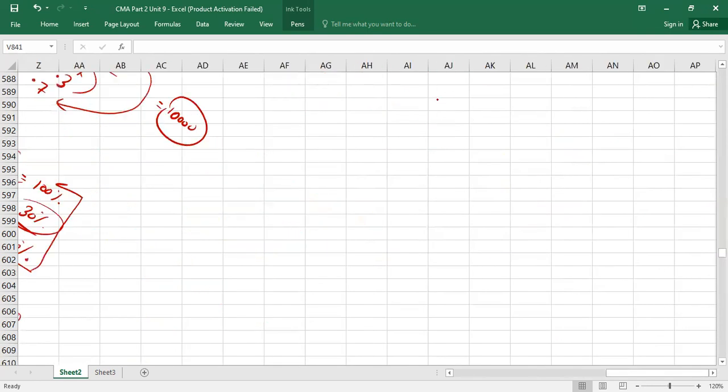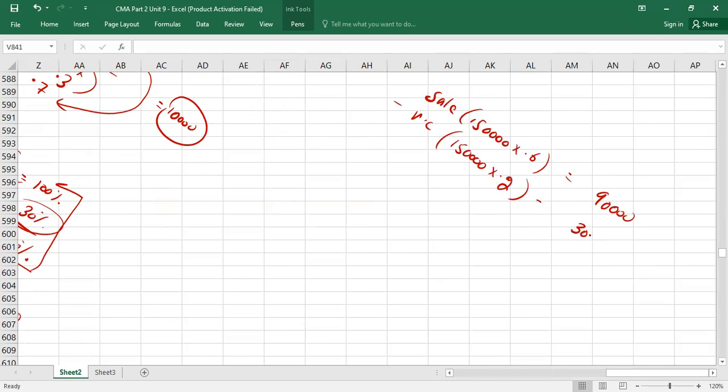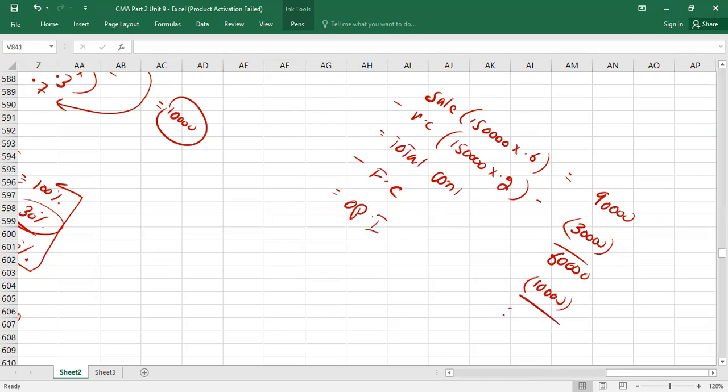Here we can prepare the income statement. First, we write sales: 150,000 units times 0.6 selling price. It is going to be $90,000 of sales. We'll deduct your variable cost, which is 150,000 units, and the variable cost per unit is given in the question as 0.2. So 150,000 multiplied by 0.2 is going to be 30,000. What is left now? 60,000 is your total contribution. From there you deduct fixed cost, given in the question as 10,000. This will give you operating income of 50,000.